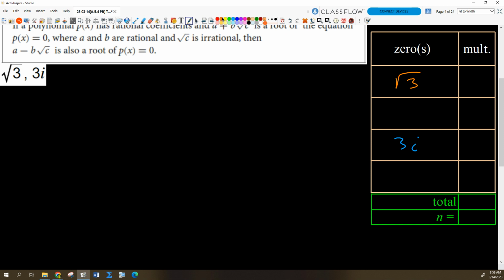Are there any other implied zeros? They gave us 2. Are there any other zeros that we must also have? What's it going to be? Negative 3i is one of them, right? Because we know that those non-real zeros have to come in complex conjugate pairs. So 0 plus 3i, 0 minus 3i. What else? Negative square root of 3. Yeah. So I get 0 plus the square root of 3 and 0 minus the square root of 3.